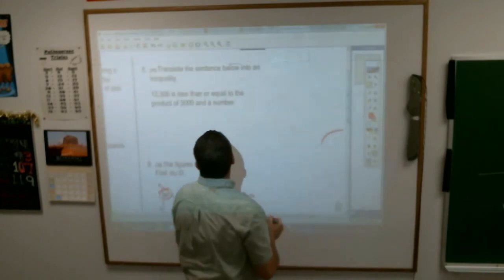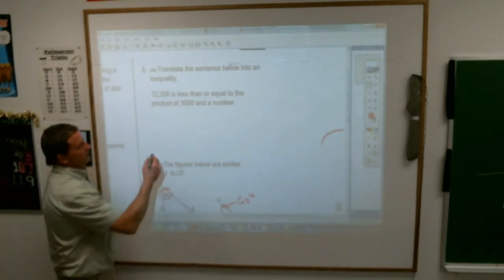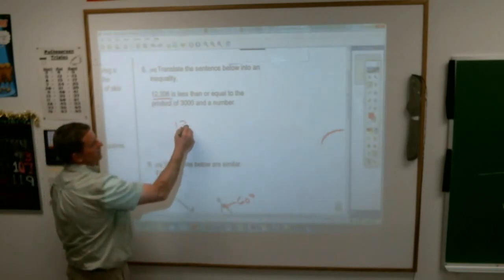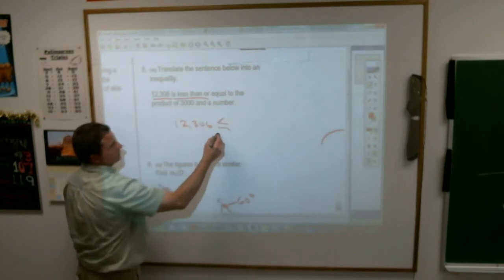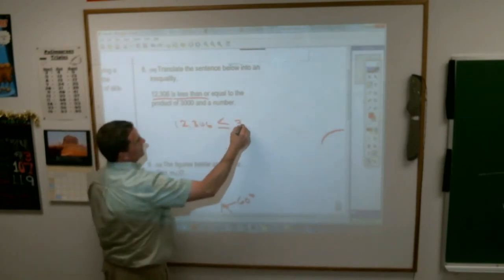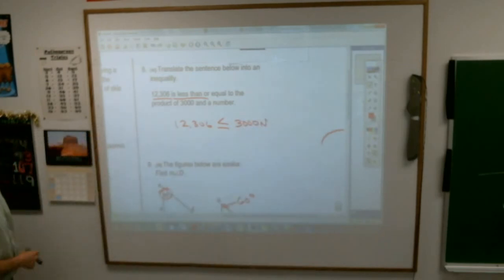You do 8. Number 8 just told you to write the inequality. It didn't say to solve it, just write it. 12,306 is less than or equal to the product of 3,000 and a number. That's all you do. There's no solving, there's no nothing. Just write the words in the math sentences.